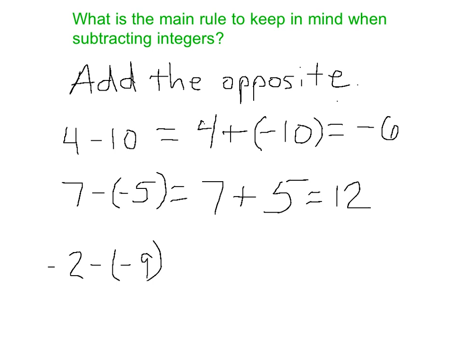Negative 2 minus negative 9. What do you do? You add the opposite. So let's change this. Negative 2, my opposite of negative 9 is 9. Well, I know how to do this now. I've got different symbols. So here is my number of the highest absolute value. That's 9. And I'm taking 2 away from it. 9 minus 2 gives you 7.